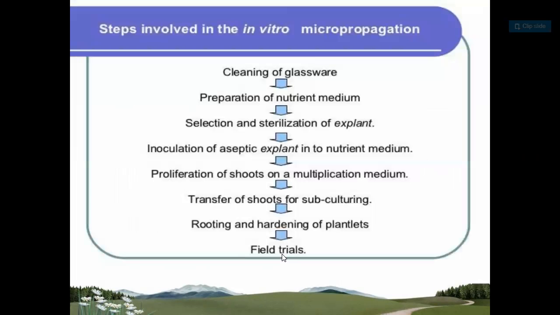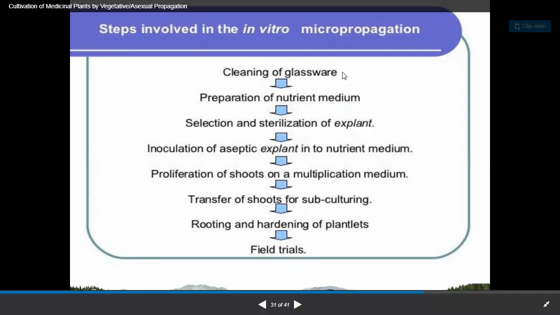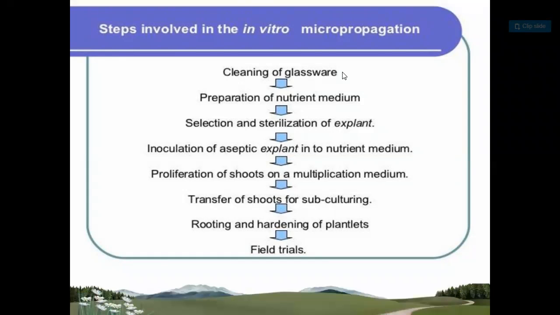So here are the steps involved in in vitro micropropagation. In vitro means in the laboratory, with the help of glassware and micronutrients, which is what we are going to do. So cleaning of glassware is the first step you can see here. Whatever conical flask, beaker, petri dishes, test tubes, whatever glassware we are going to use for micropropagation in the laboratory, we need to clean properly.